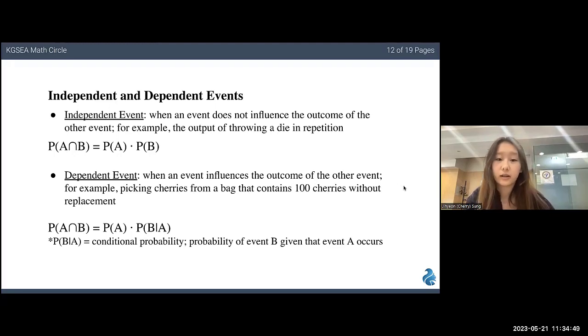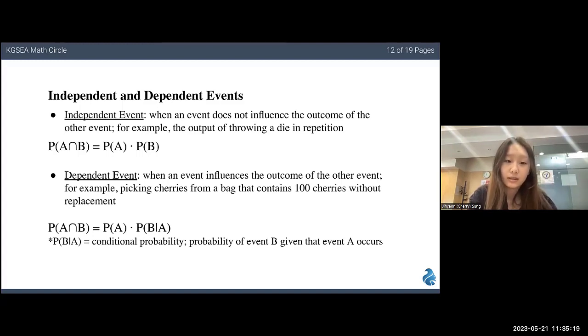Now I'll explain independent and dependent events and their differences. An independent event is when an event does not influence the outcome of the other event. For example, the output of throwing a die repeatedly would not influence the next event, because each time you're throwing a die, there would still be 6 faces, and the outcome that you got the previous time does not influence the next roll.